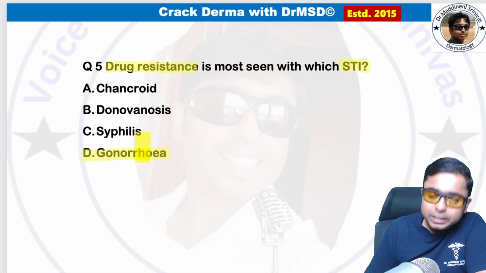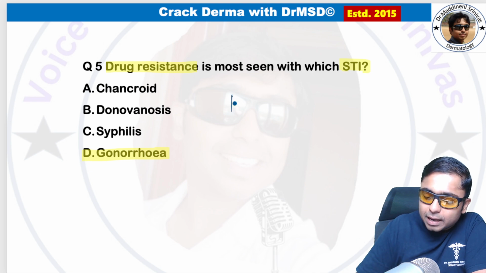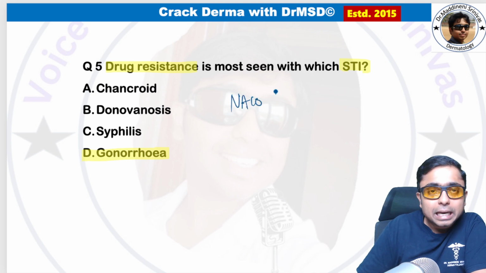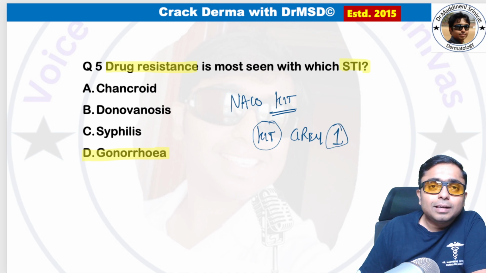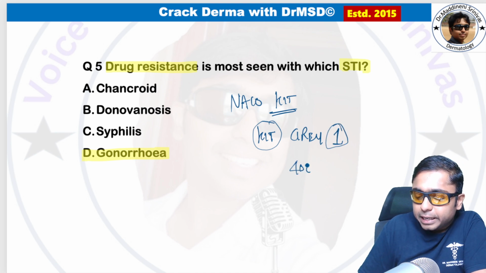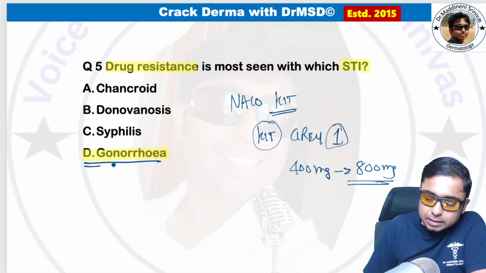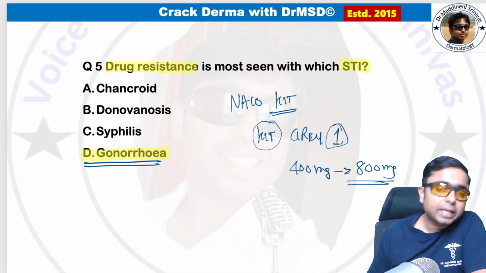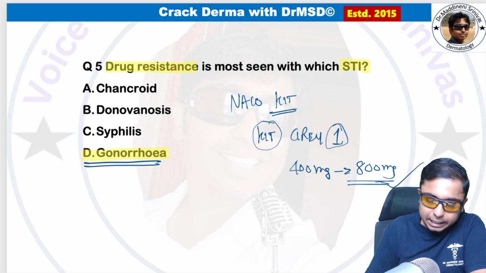Okay, drug resistance is most seen with which STI? And if you have thought of the answer as gonorrhea, you are absolutely correct. In fact, this is the very reason why in the recent NACO guidelines, that is the kits which are used for sexually transmitted infections, in kit 1, if you remember, which is a grey colored kit, the dosage of cefixime has been increased from 400 mg to 800 mg. The reason for this is because gonorrhea is developing resistance very rapidly to the medication cefixime. So that is the reason why the dose is increased in kit number 1.